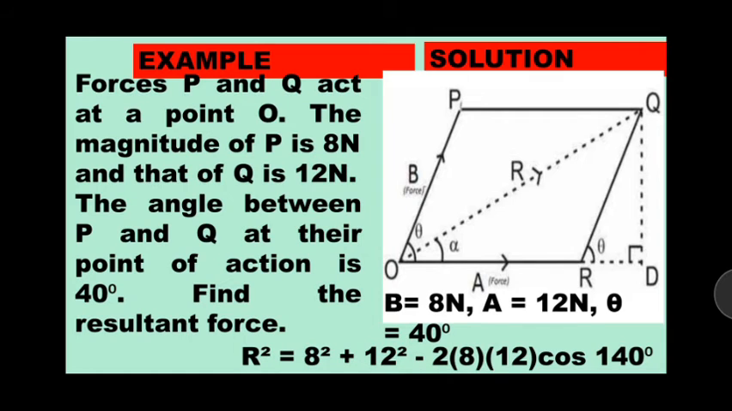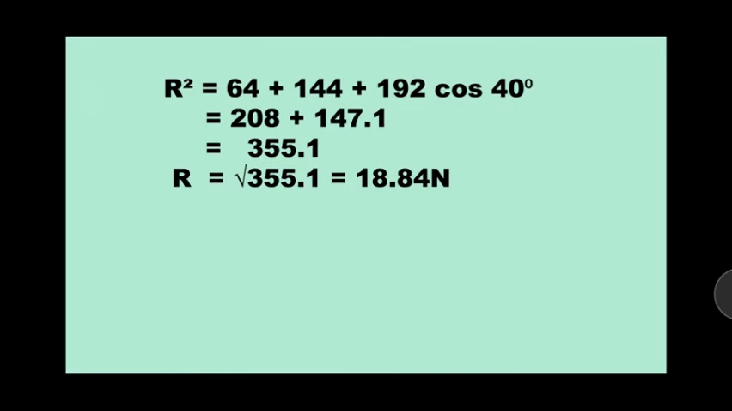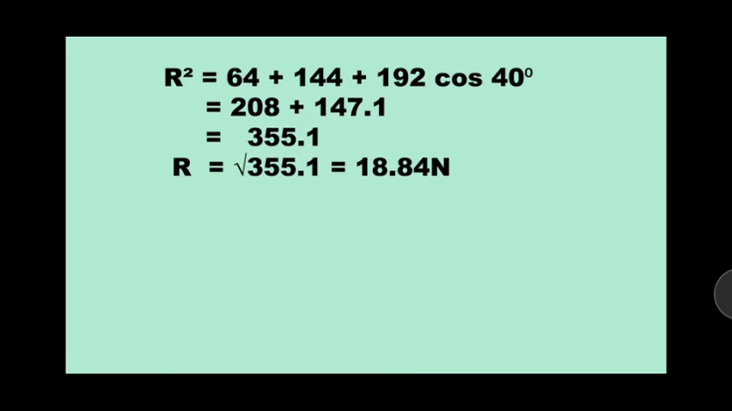Do you remember co-interior angles? If I want to get angle ORQ, we have to remove theta from 180 degrees, and that's how we got 140. If I remove 40 from 180 degrees, that is going to give us 140 degrees. So that's the reason why we have cos 140 degrees there. Now if we simplify further, I have what I have on the screen. My cos 140 has now become cos 40 degrees.